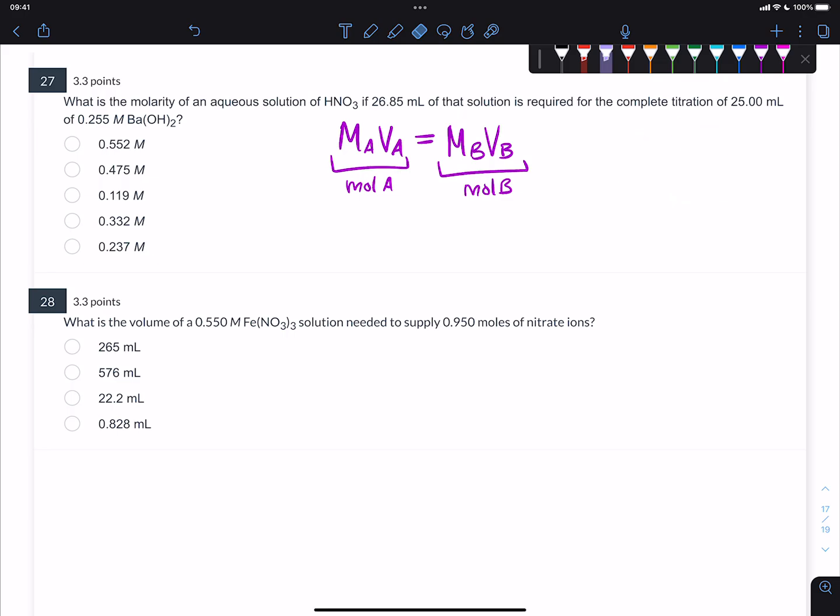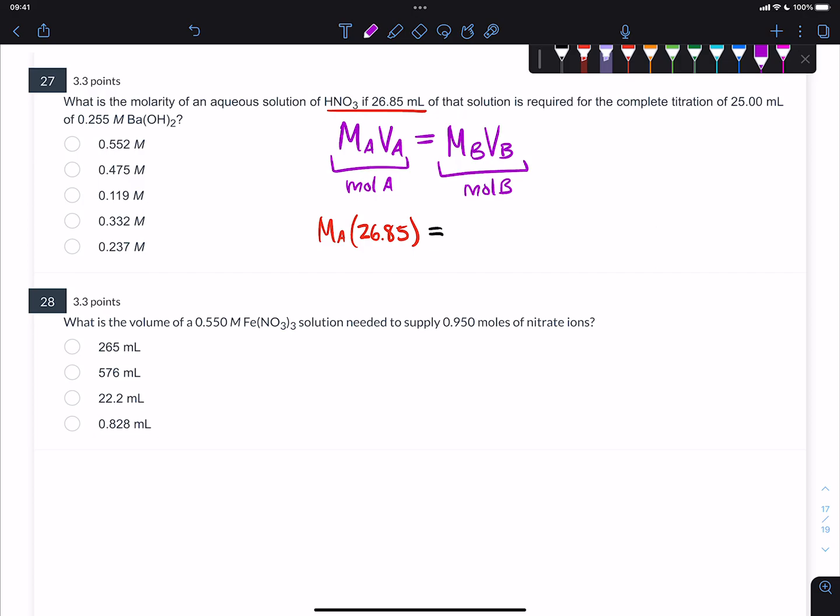So let's actually use the numbers we have to figure out what's going on here. Concerning the acid, I'll do in red, we want to know what is the molarity of a certain volume of acid. So we don't know the molarity of the acid. We know the volume of the acid. We do not have to convert to liters because they'll cancel out, but you can if you want. I'm just going to keep it as milliliters. 26.85 milliliters is going to be equal to, do we know the molarity of the base?